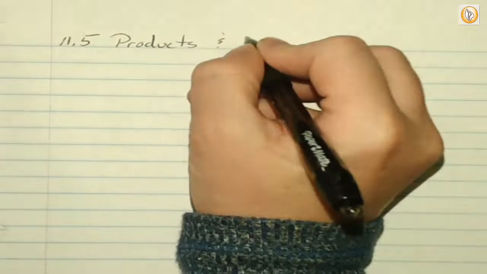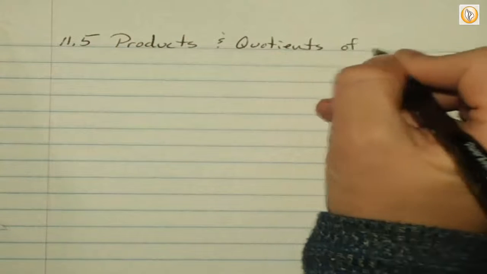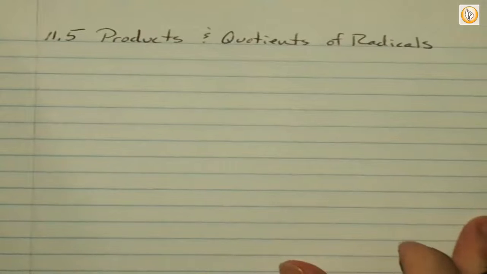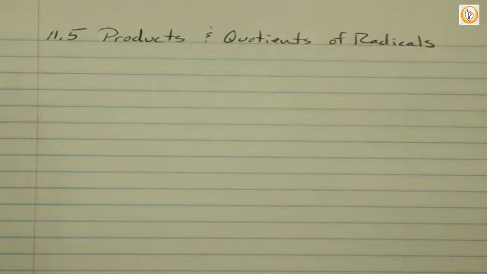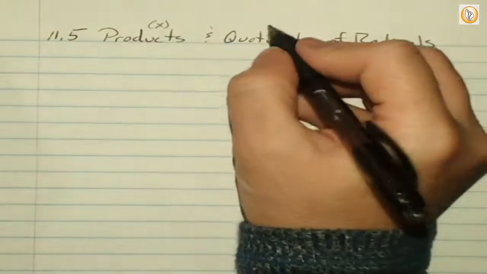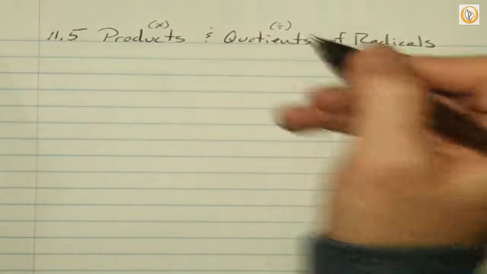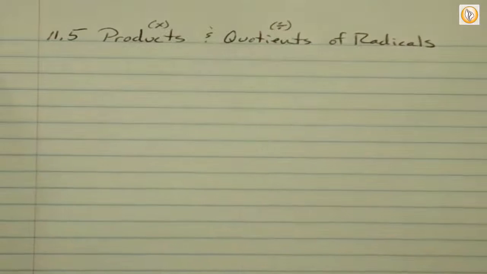Products and quotients of radicals. Can y'all see okay in the back? Products and quotients of radicals. What are products? Multiplication answers. And quotients? Dividing. Excellent. Okay, so quotients and products.